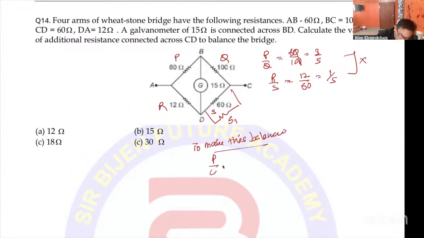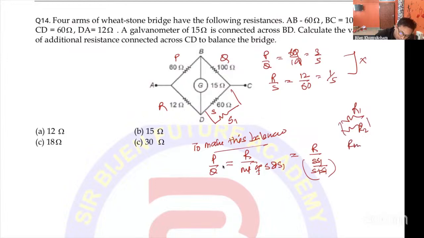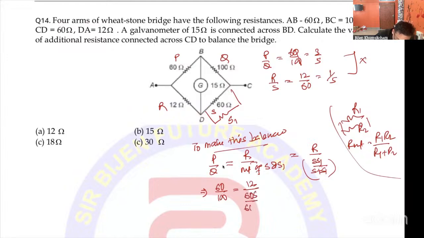P by Q should be equal to R by the net of S and S1. So it is R divided by S S1 divided by S plus S1. For two resistors in parallel, R1 and R2, R net is nothing but R1 R2 divided by R1 plus R2. Right. What is the value of P? It is 60. Q is 100. R is 12. The S is 60 S divided by 60 plus S. Let's solve this.